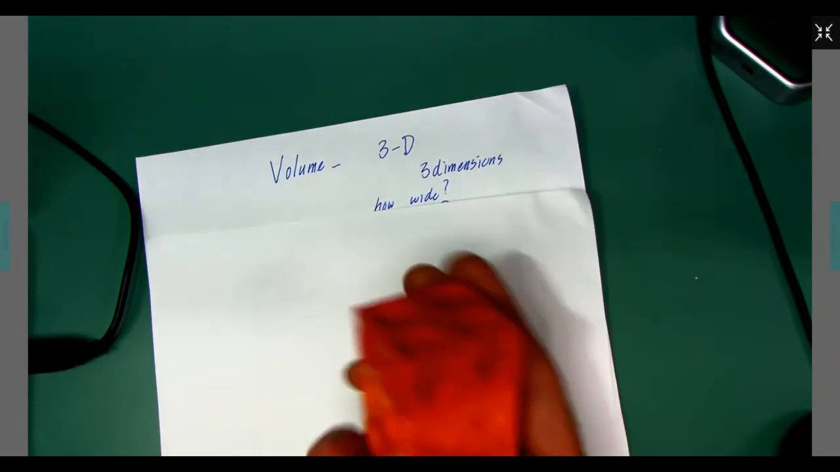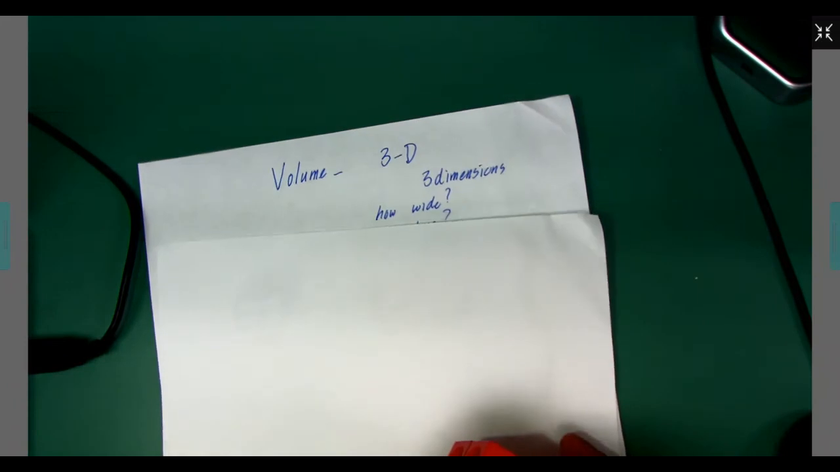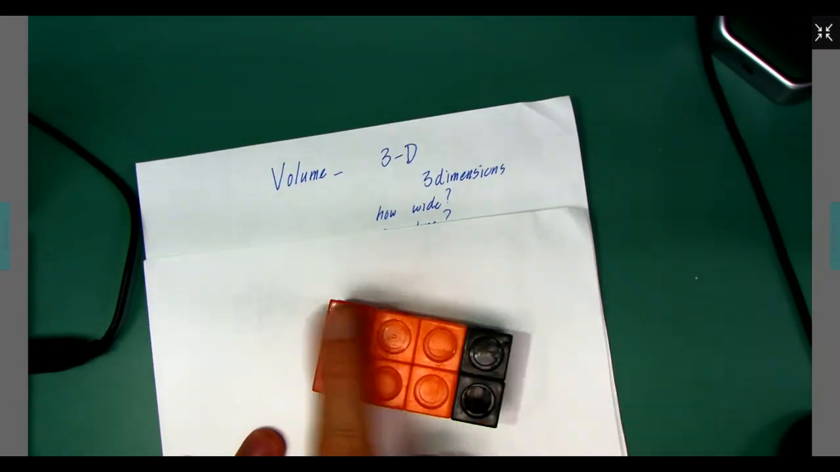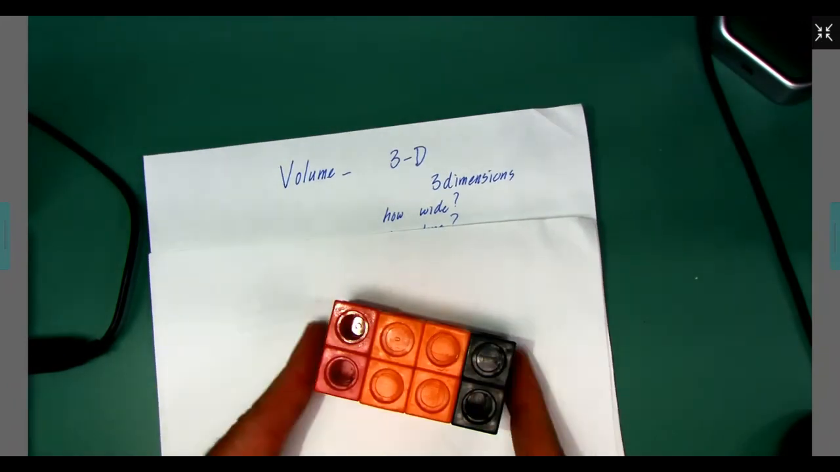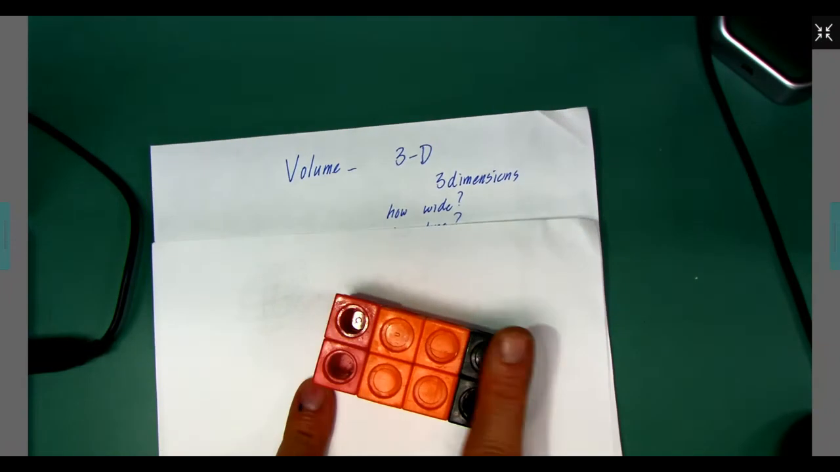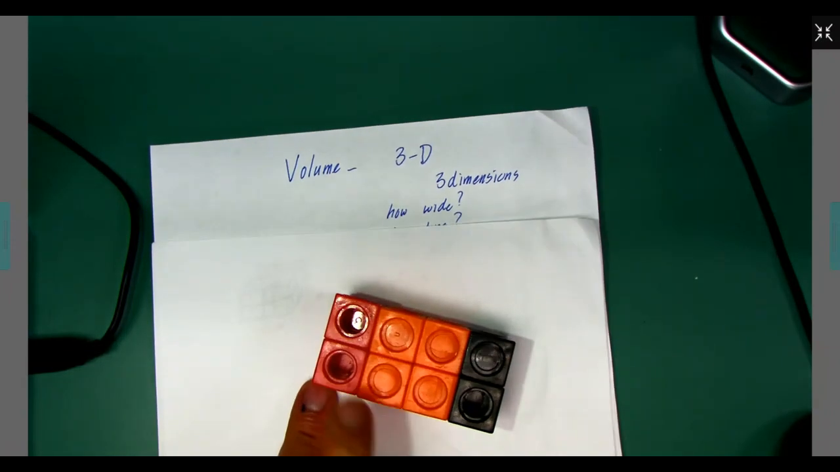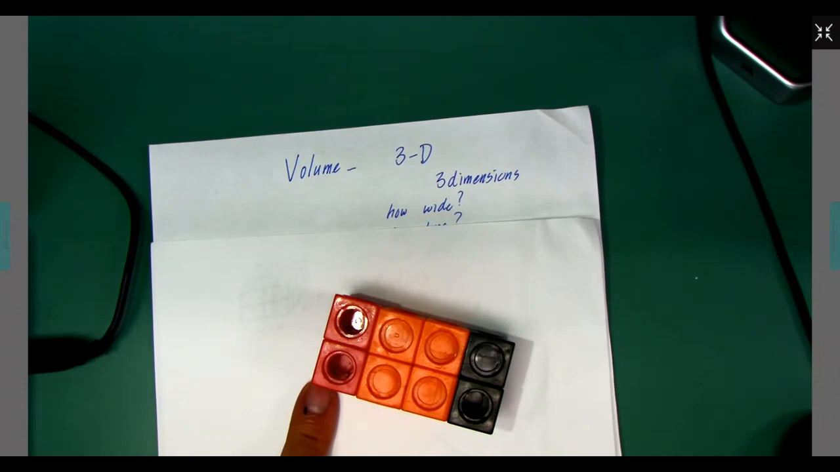Right? Well, this is called a rectangular prism. It is a rectangle that has straight sides. The rectangle was 2 dimensions. In this case, 4 rows of 2 or 2 rows of 4. So to do that top layer, it took 8 cubes.